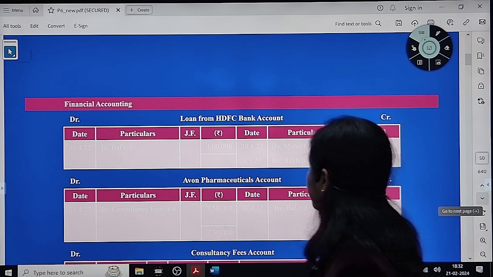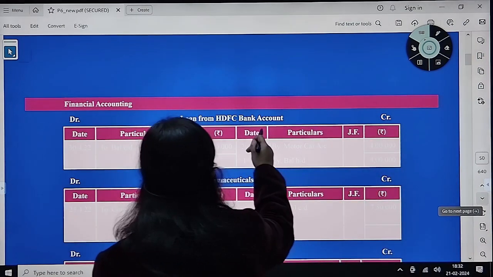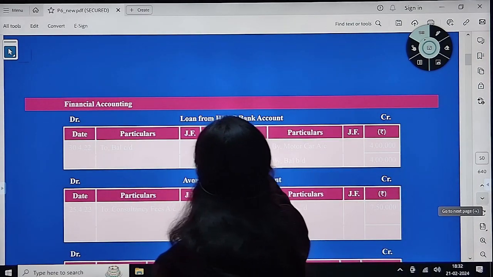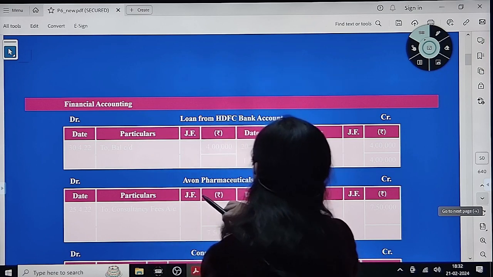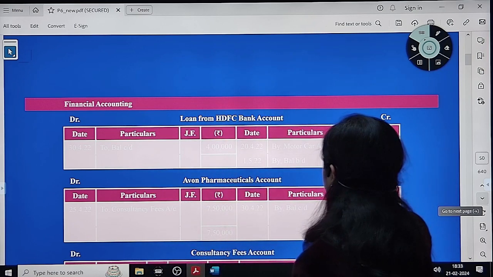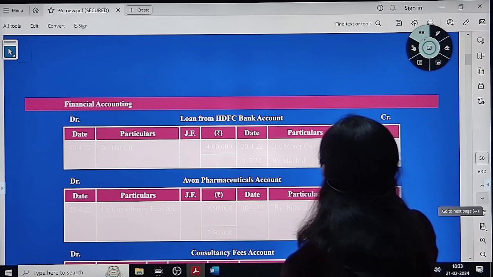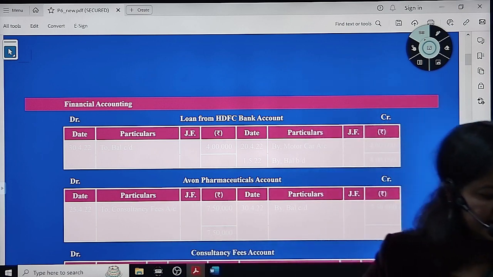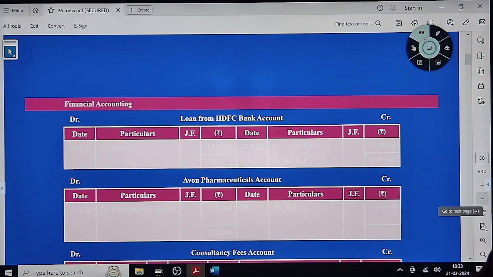Okay. Now next one, loan from HDFC bank account. So here the journal entry. What was the journal entry? Motor car account debit 4 lakh. Loan is taken from HDFC bank, 4 lakh.